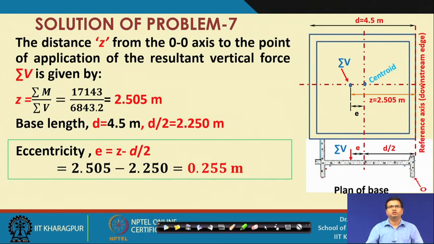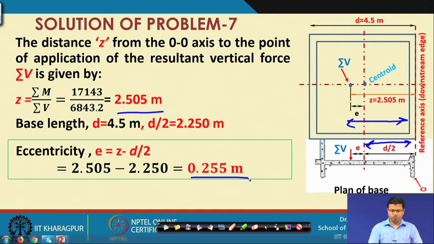You can see from here that Z is greater than D by 2. Since Z is greater than D by 2, in this figure you can see this value is larger, like 2.505, and D by 2 equal to 2.25. So, e equals Z minus D by 2, so we get 2.505 minus 2.250, which gives 0.255 meter. So, the eccentricity is 0.255 meter.